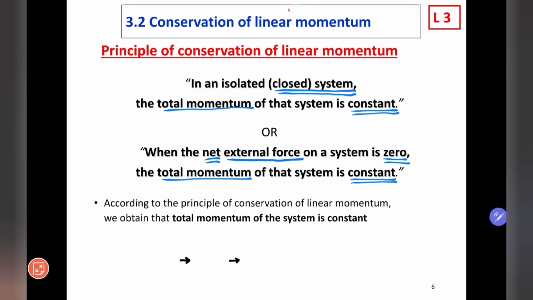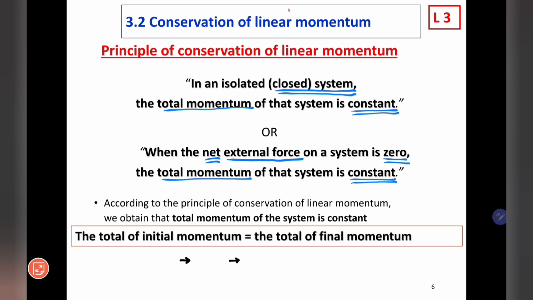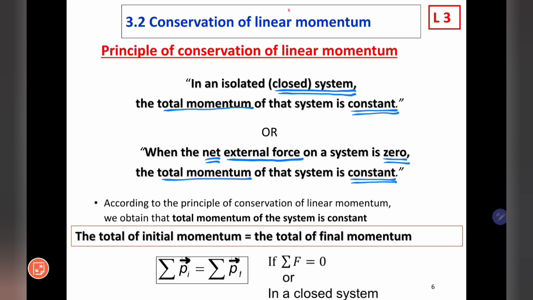Okay, so according to the principle of conservation of linear momentum, the total momentum of the system is constant. What does it mean? The total of initial momentum equals the total of final momentum, or we may simplify it using this equation, where sum of P initial equals sum of P final. But remember, the condition is sum of F equals 0, or we call it a closed system. Alright, so remember, initial and final momentum remain the same, still equal to each other.